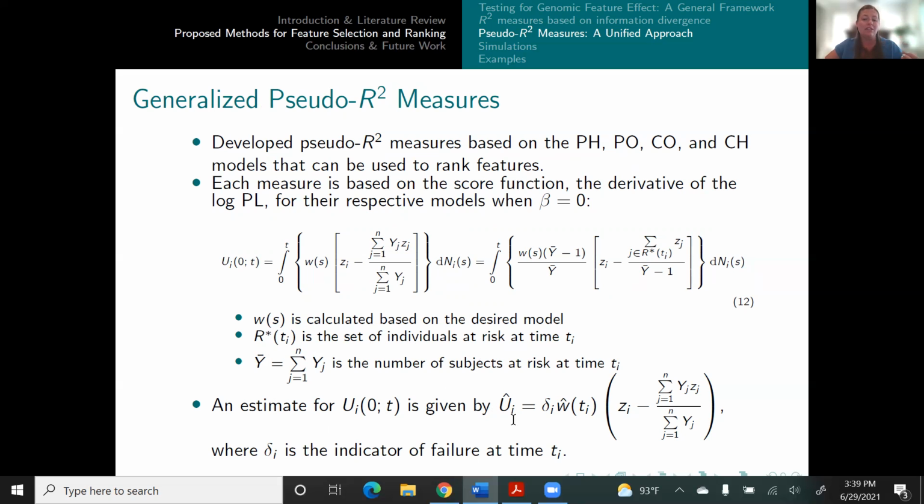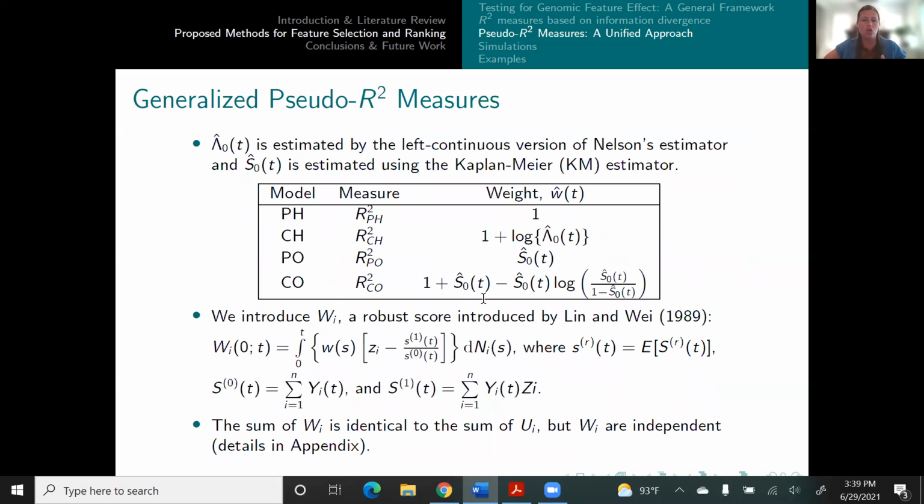So basically, we can get an estimate for this U_i, so this U_i hat, using the following form. Delta_i is the indicator of failure at time T_i, and W hat, which we'll see on the next slide, is the weight that we use to specify each specific model. If you look at the chart on the next slide, you can see depending on the model of interest, you can use that specific weight. So for the PH model, you would use a weight of 1, for the CH model, a weight of 1 plus log, and then you can see how that gamma 0 and S0 are calculated above.